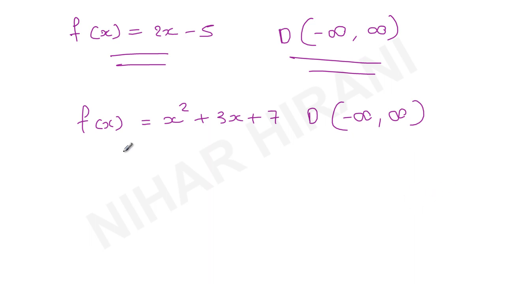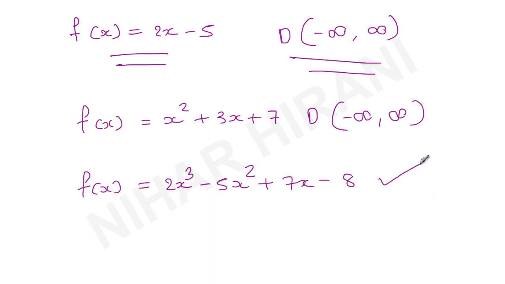Let us see one more example. For this one, again there is no fraction or square root, so in that case again the domain will be negative infinity to positive infinity. So these three examples were really very easy. Now let us go to something a little more complex than all these examples.